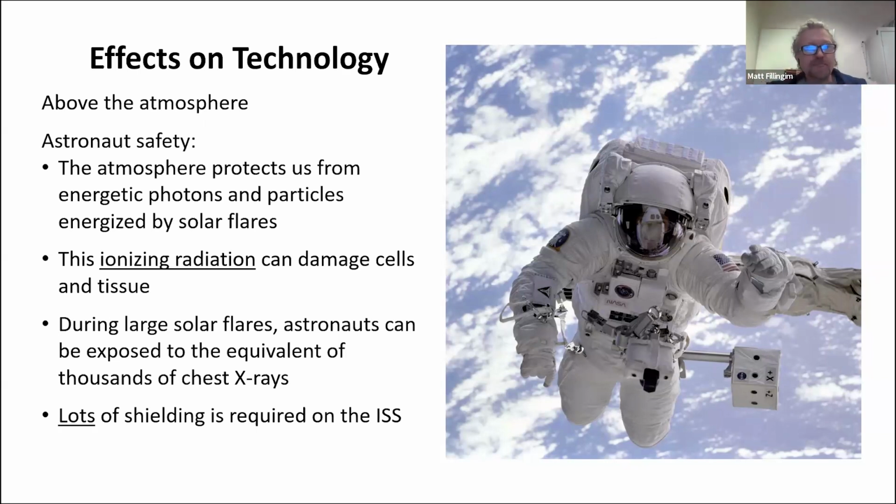And so lots of shielding is required on the International Space Station, especially in the regions where they spend the most time. In the sleeping quarters and the eating quarters, they have lots of shielding to minimize the effects of being outside the atmosphere. There have been several instances where you have solar flares, and you have a little alarm, and all the astronauts have to go huddle in the most protected part of the space station, again to try and decrease the harmful effects of these very energetic X-rays and very energetic particles.